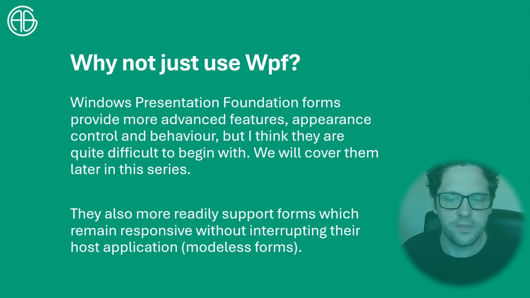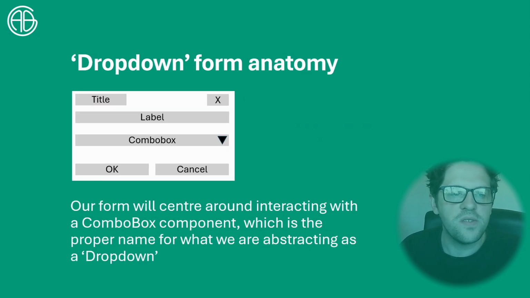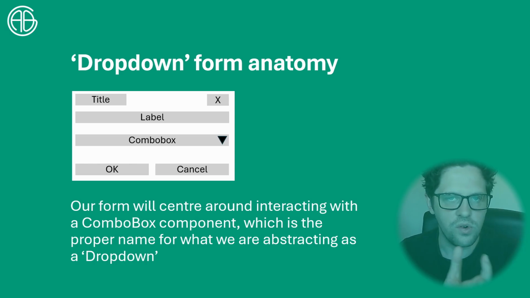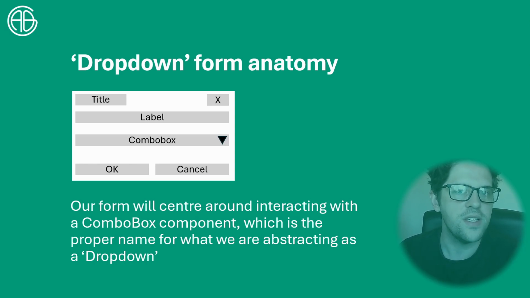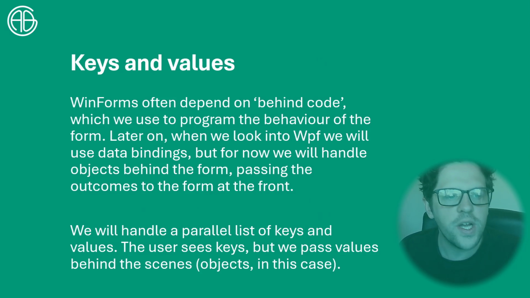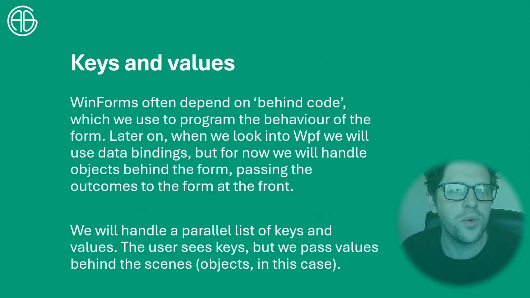So we're going to be looking at a form that has these components, effectively a title, a cancel box, a close box, up in the top right. We're going to have a label, which just sends a tooltip to the user explaining the purpose of the form, and then the combo box. So in this case, it's not actually called a dropdown, it's called a combo box in Windows Forms. I just call it a dropdown form overall because it's an abstracted and more easy to understand name for people that aren't programmers.